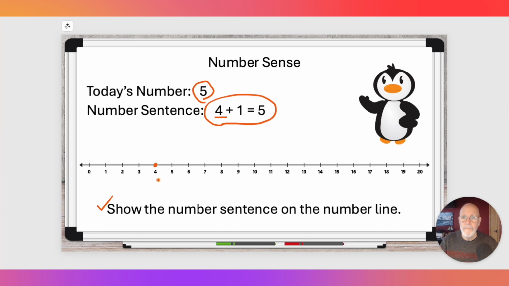Just like that. Next, we'll look at our second addend. Our second addend is 1. We're going to make a jump of 1 from the number 4, like this. 1. We land on the number 5. That happens to be our sum. So we're going to circle the number 5 on our number line. Now we have the answer to the problem. The directions say, show the number sentence on the number line. And we did. 4 plus 1 equals 5.